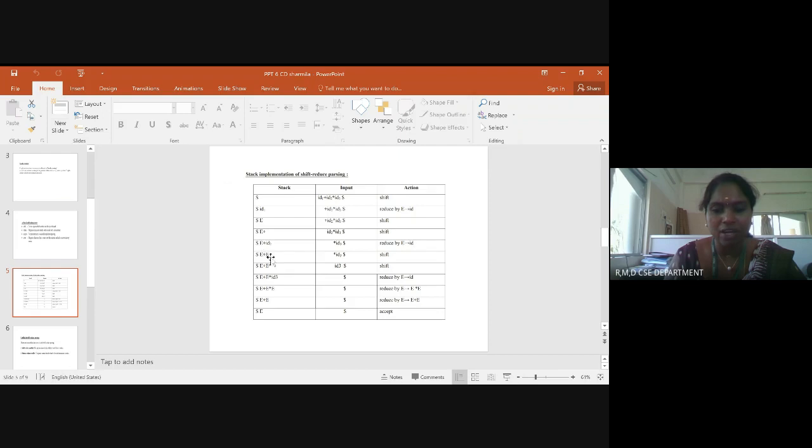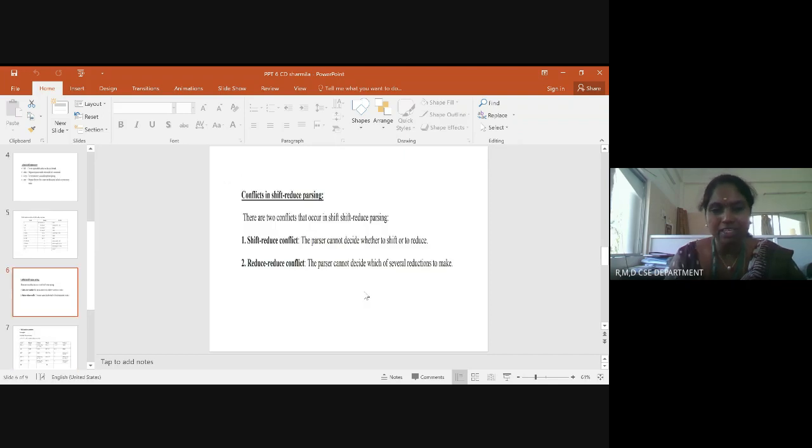Here what we have done is handle reduction. So now E plus E. Again we shift the multiplication, and again we shift ID3. ID3 is reduced by E tends to ID, so it is changed to E. E plus E into E is reduced to E plus E, and again reduced to E. Finally the string reduces to the starting symbol of the given grammar, which is E. When we reach E with the dollar symbol, it is accept.